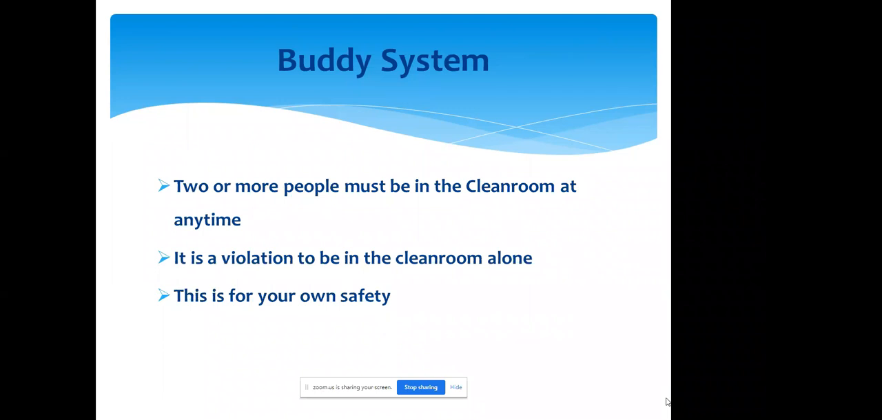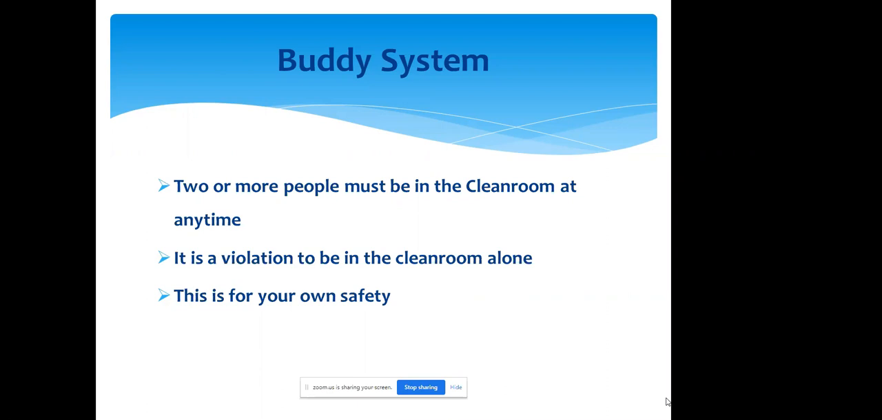Always 2 people in the clean room at one time or at any time. If you see somebody in the clean room, it doesn't matter which clean room, I don't know that many clean rooms that allow just one person to be working in the clean room by themselves. It's a buddy system. However, the buddy system only works if you talk to the other person.